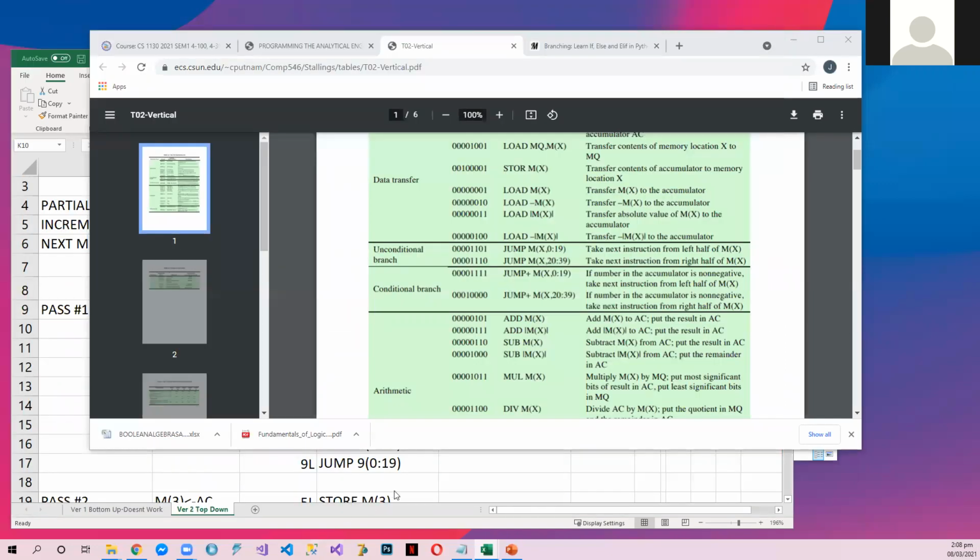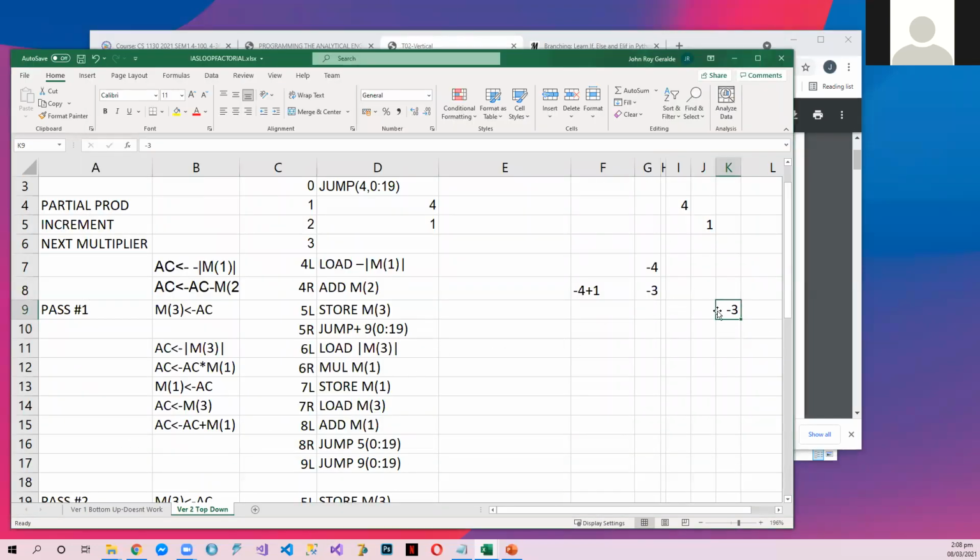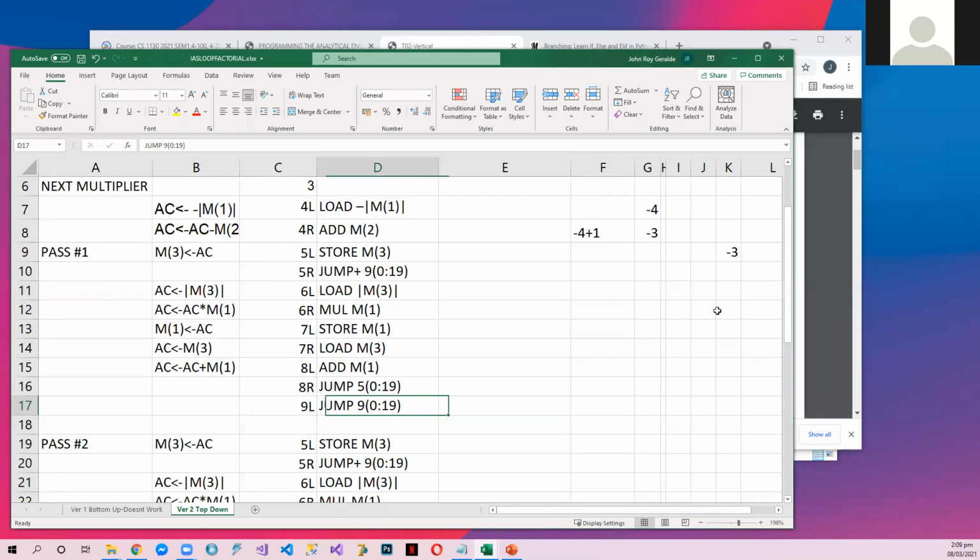So we have -3 here. We compute for the next multiplier. The next multiplier is 3. We're going to multiply this with 4. So jump plus. This is now our head. Pass number 1. Jump plus 9 to 19. This is 9L. 9L is outside the tail of the loop. This is our tail. So 9L will terminate because this is a halt. Do you follow? Any questions?